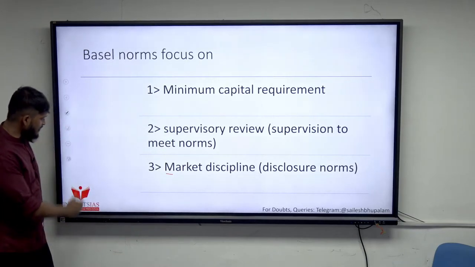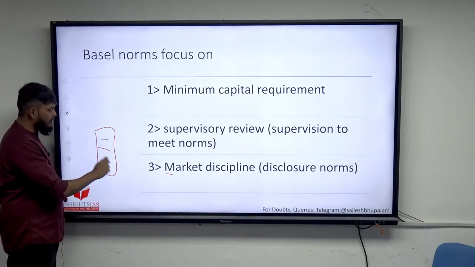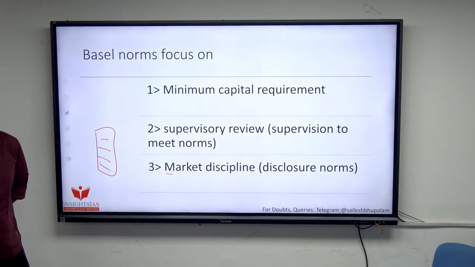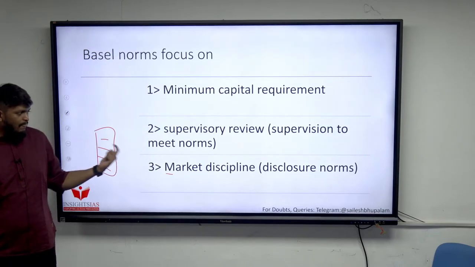Market discipline means every bank should display some variables. What is the level of NPA in the bank? What are the total assets of the bank, liabilities of the bank, etc.? These need to be displayed on their website, and they will be published in newspapers, etc. This is called market discipline.